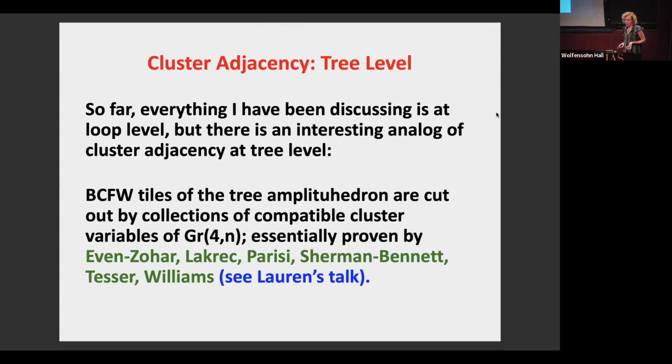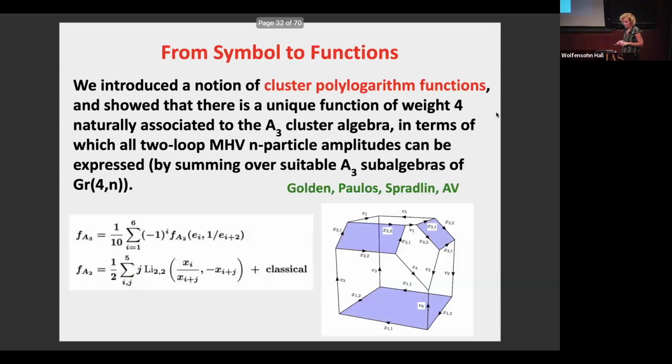But there's a very interesting analog of this cluster adjacency at tree level. I think Lauren is going to talk about this in her talk. The statement is that the BCFW tiles of the tree amplituhedron are cut out by a collection of compatible cluster variables of Gr(4,n), which has been, I should probably remove the word, essentially proven by Lauren, Matteo, and collaborators. So you'll hear about this in detail in Lauren's talk. So I just thought I'd mention this important property of cluster adjacency.